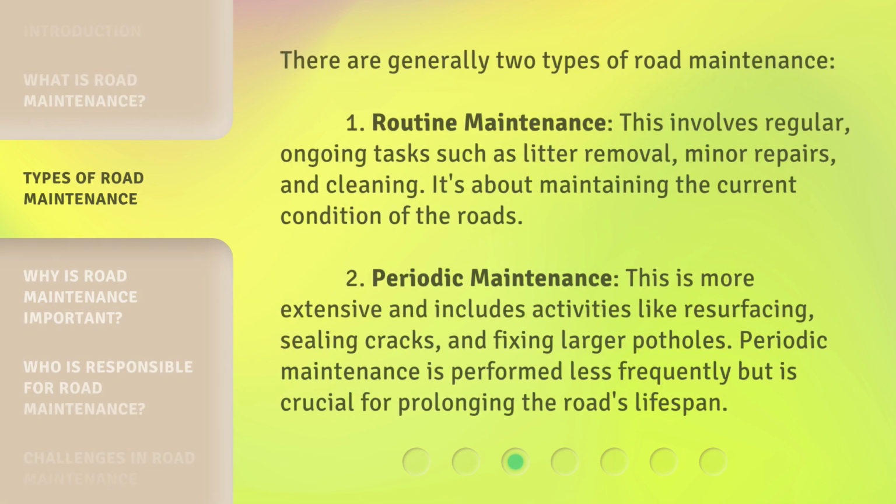There are generally two types of road maintenance. 1. Routine maintenance. This involves regular, ongoing tasks such as litter removal, minor repairs, and cleaning. It's about maintaining the current condition of the roads. 2. Periodic maintenance. This is more extensive and includes activities like resurfacing, sealing cracks, and fixing larger potholes. Periodic maintenance is performed less frequently but is crucial for prolonging the road's lifespan.